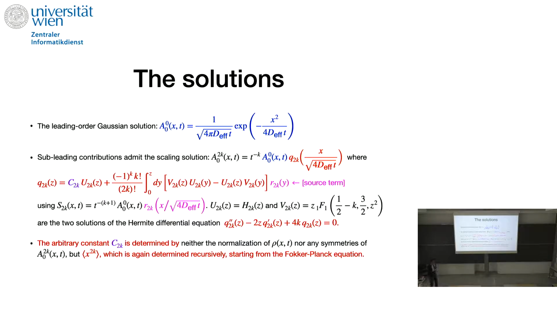Okay. Initially we thought it was a bit strange, but now we understand. This C2K is still an arbitrary constant you have to determine. That C2K you cannot determine, for example, from any symmetries of this A2K or just normalization. So you have to determine this independently from the moments. You have to also compute the moments at the kth order, and from the moments you determine this A2K. These moments, again, you can determine recursively starting with your original Fokker-Planck equation. Okay, so that gives you the full solution.